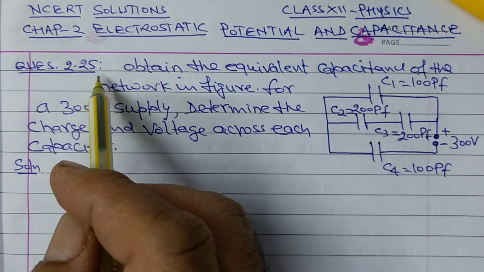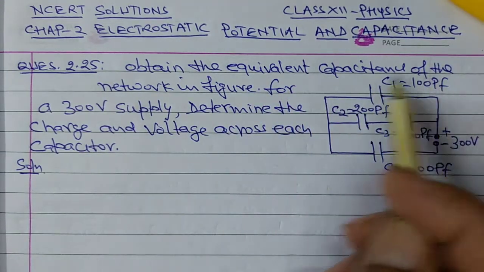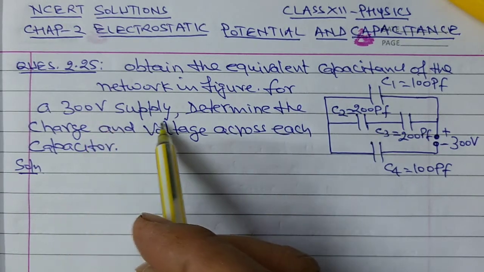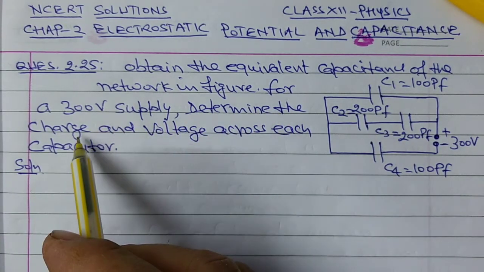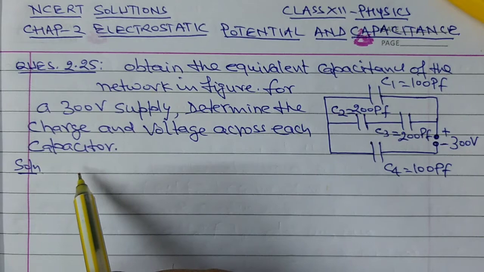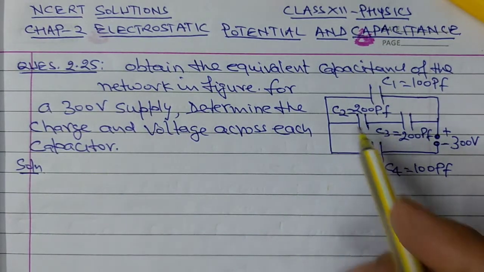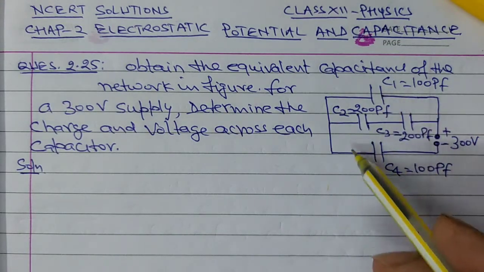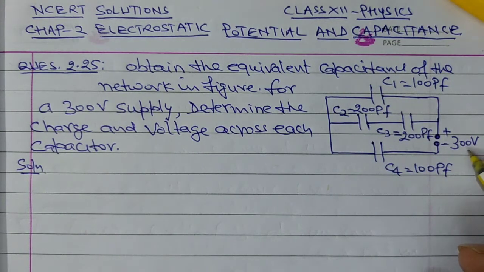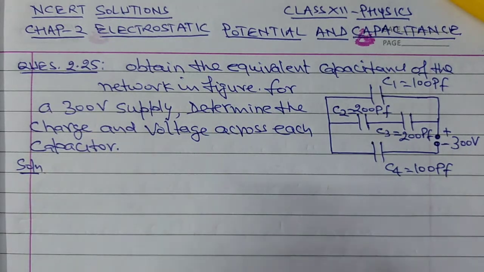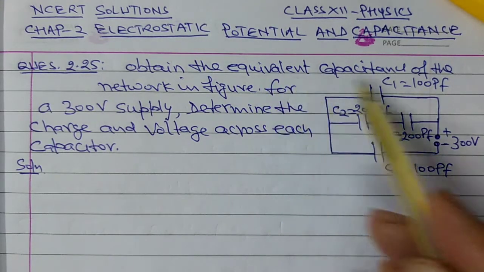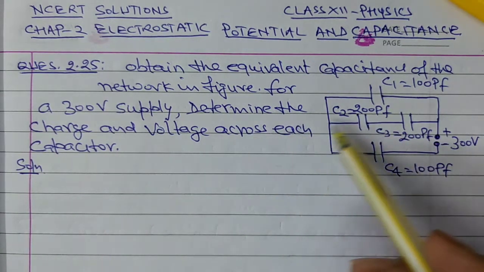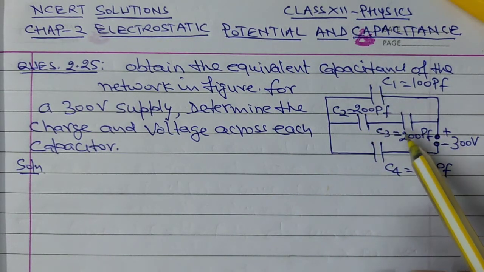Question number 25, obtain the equivalent capacitance of the network in given figure. For a 300 volt supply, determine the charge and voltage across each capacitor. In this question, given this circuit arrangement of 4 capacitors and a 300 volt supply, we have to calculate the equivalent capacitance of the given network and also calculate the charge and potential difference across each capacitor.